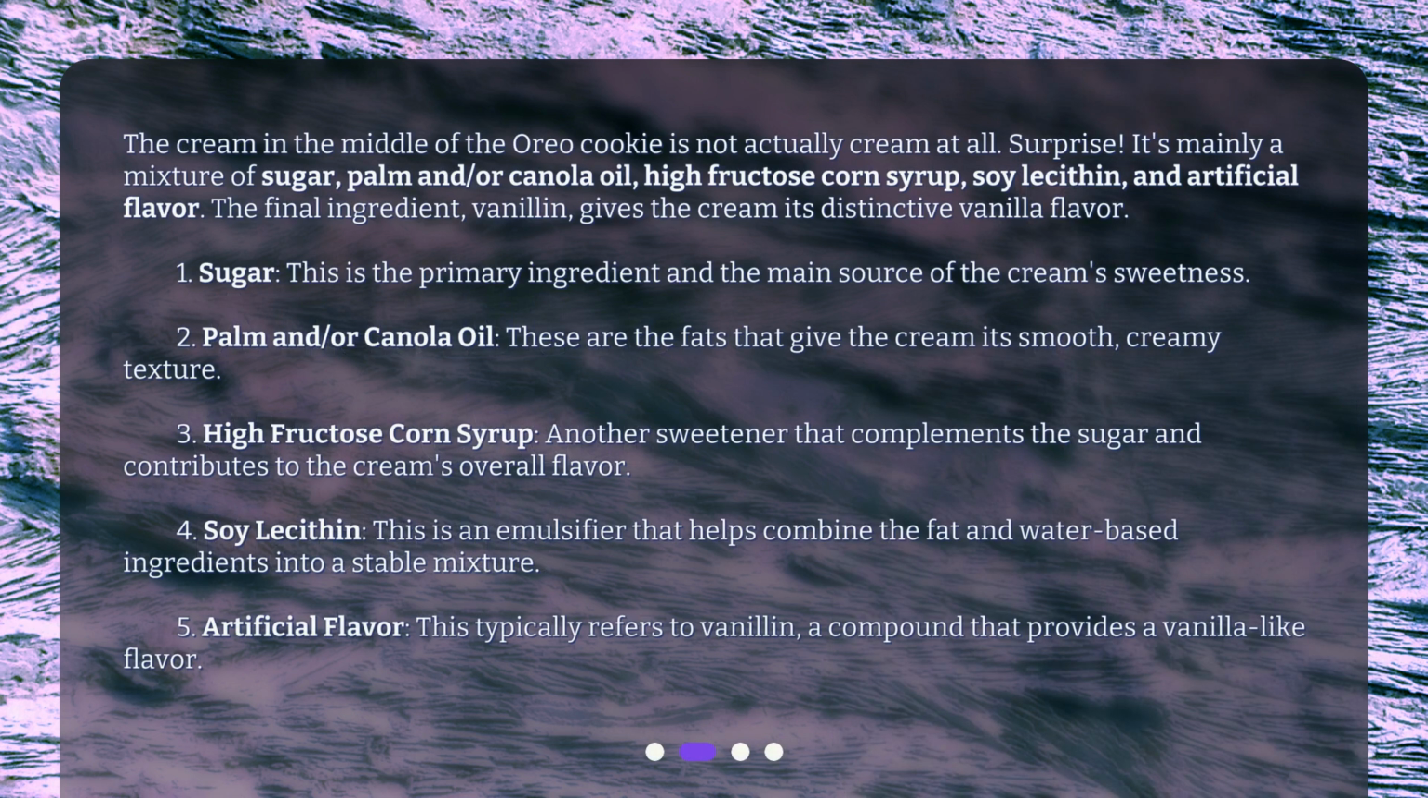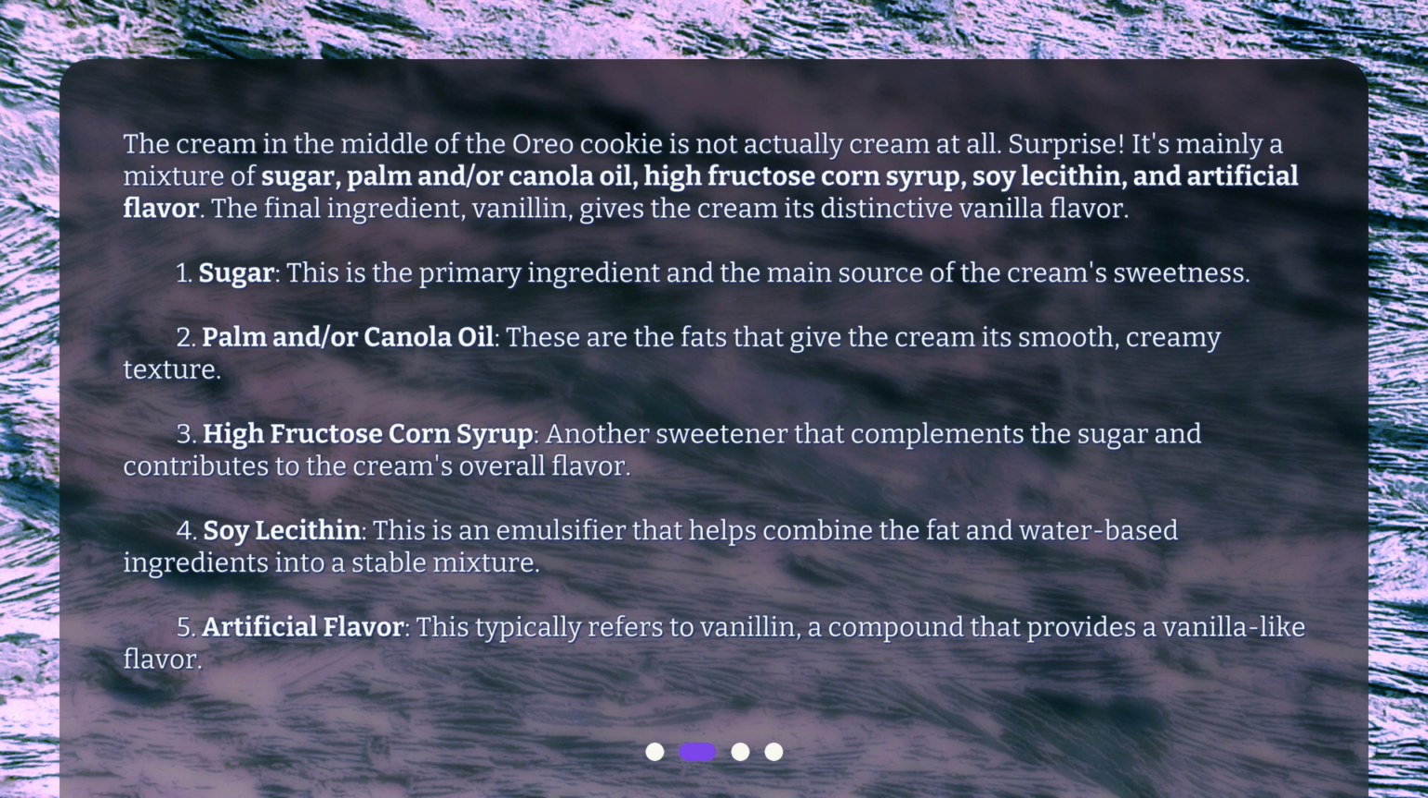The cream in the middle of the Oreo cookie is not actually cream at all. Surprise! It's mainly a mixture of sugar, palm and or canola oil, high fructose corn syrup, soy lecithin, and artificial flavor. The final ingredient, vanillin, gives the cream its distinctive vanilla flavor.